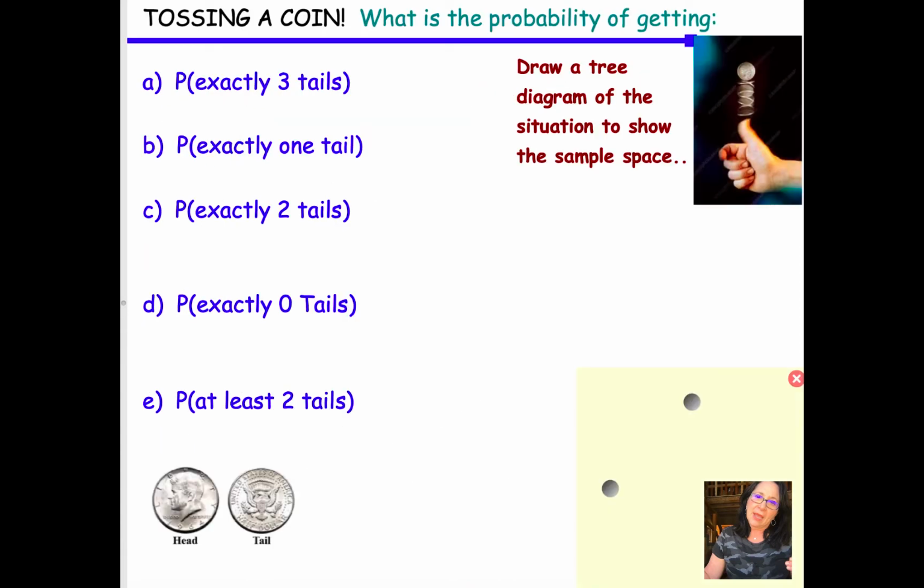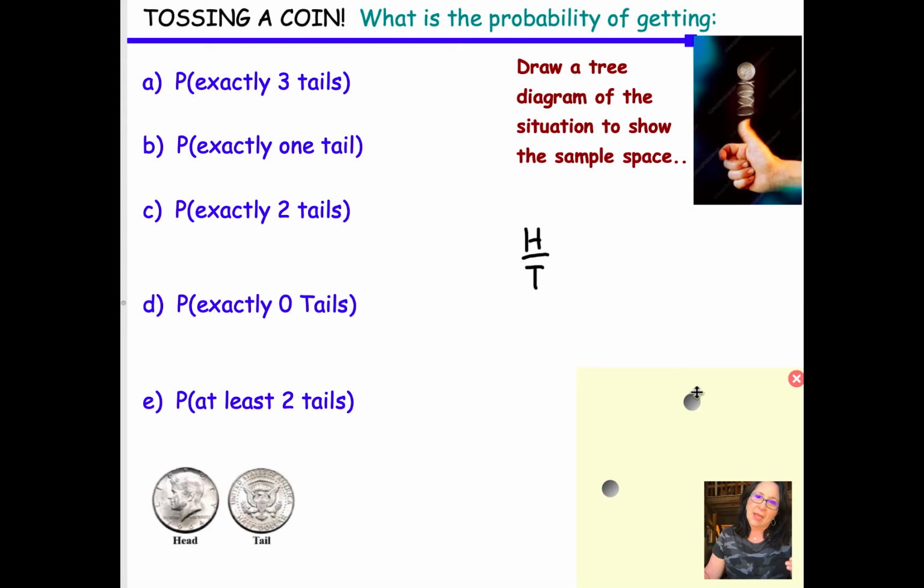The probability of tossing a coin. Now I love this problem. You want to toss a coin, and when you're tossing a coin, you have to ask yourself, how many times am I tossing this coin? Most often when it just says, hey, I'm going to flip the coin, what's the probability of flipping a coin? You've got heads or tails. So the first option when you toss a coin is you have heads or tails.